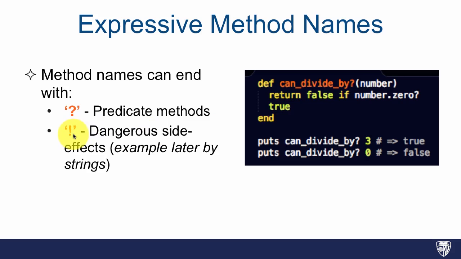You could also have a method that ends with an exclamation. And what this usually signals is some kind of a dangerous side effect, maybe in-place replacement or something like that. We'll get into examples of this particular one later when we talk about strings.